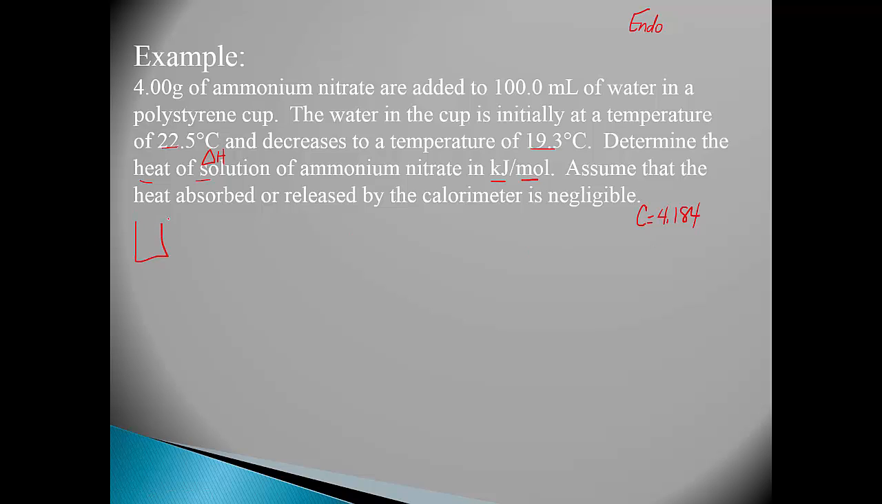What is in my cup? I have 100 milliliters of water. They're also going to say assume the density of water is 1, and so 1 gram equals 1 milliliter. So that's how I can assume that my 100 milliliters is actually 100 grams. So that's where my 100 grams came from.